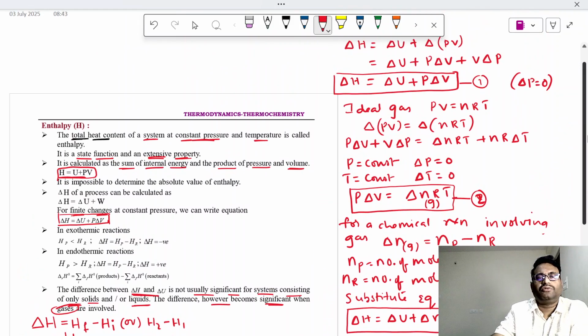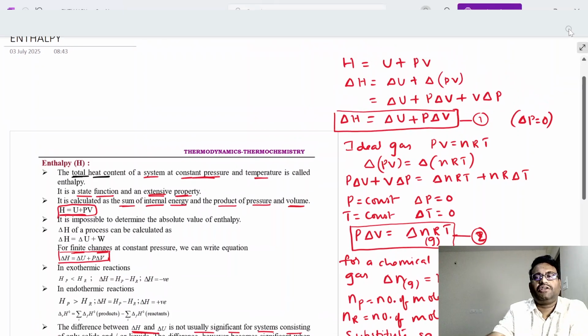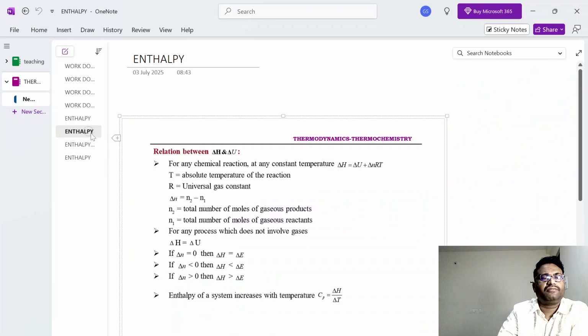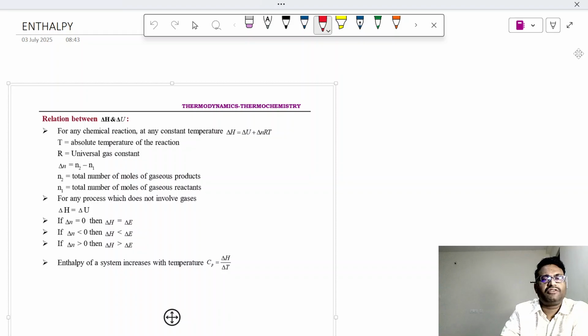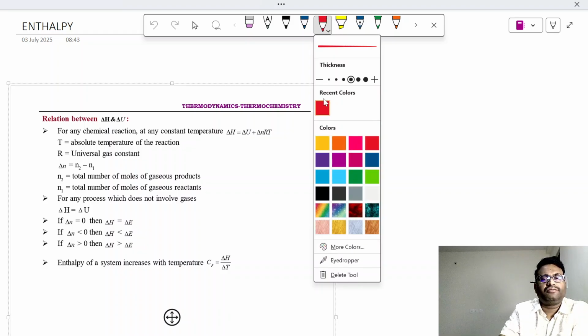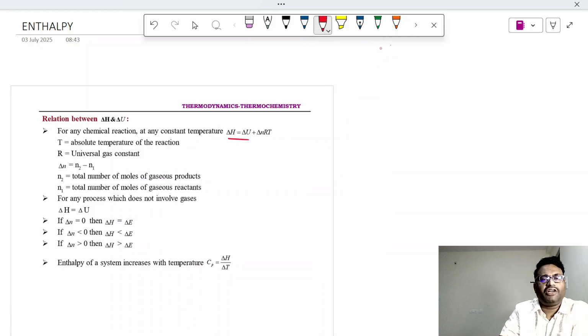So let us see the relation between delta H and delta U. Already we have discussed this, right? Delta H is equal to delta U plus delta nRT. Another formula also we have derived, and that is delta H is equal to delta U plus P delta V. Okay. We have also derived that QP is equal to delta H.